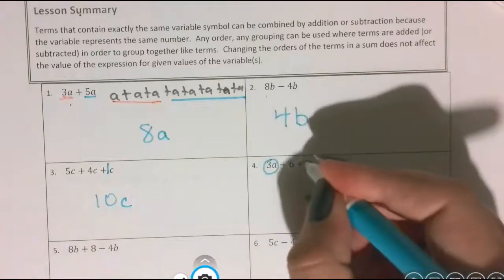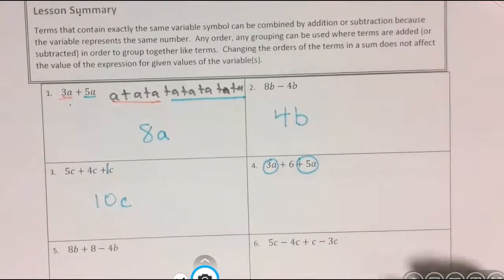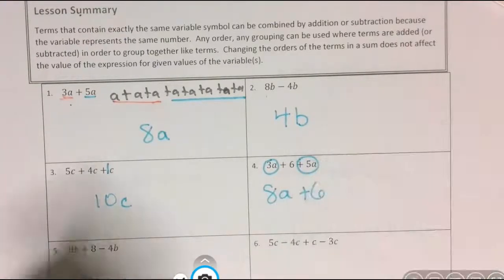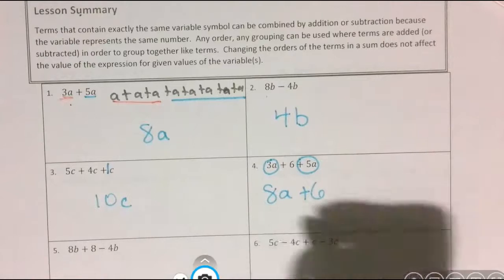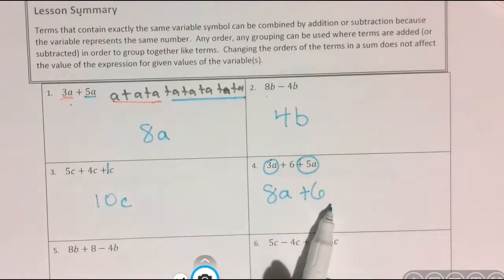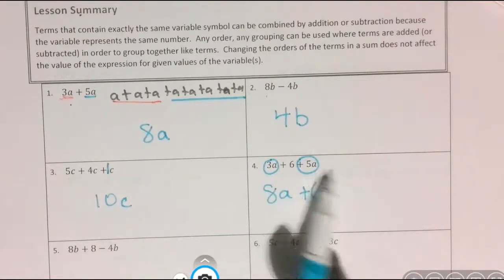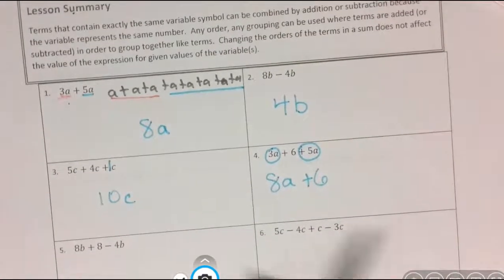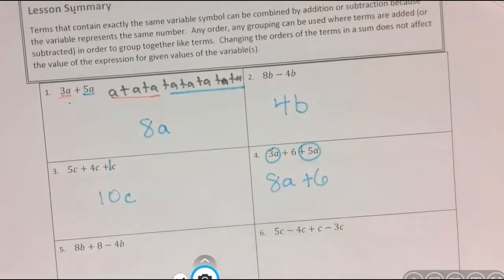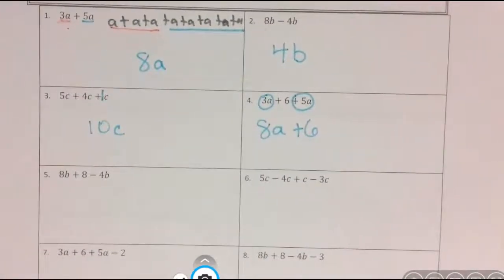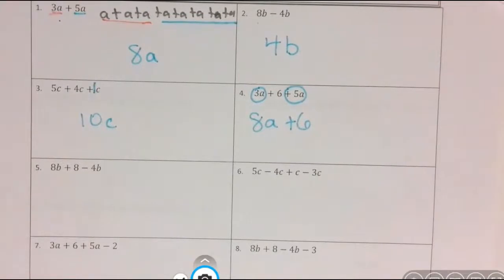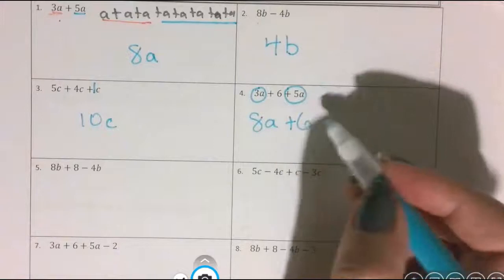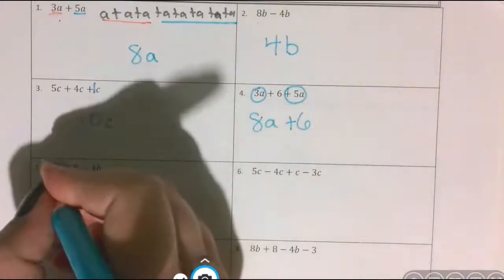3a plus 6 plus 5a. So 3a and 5a are like terms. 3 plus 5 is 8. 6 is a constant. It's the only constant for this expression. So this is the standard form of this expression. These are equal to each other, but we are writing in standard form. Some people call that simplifying. But which way is simpler really depends on the situation.